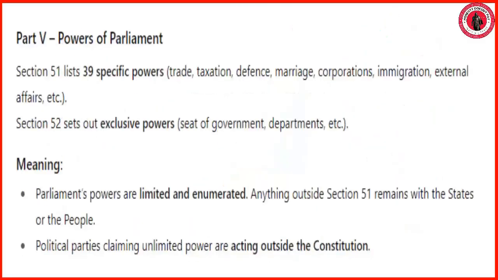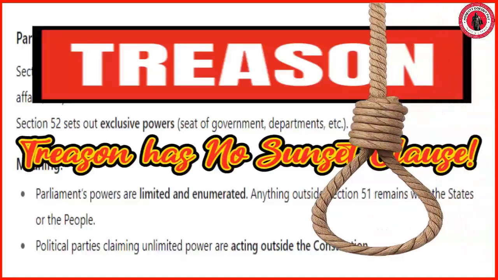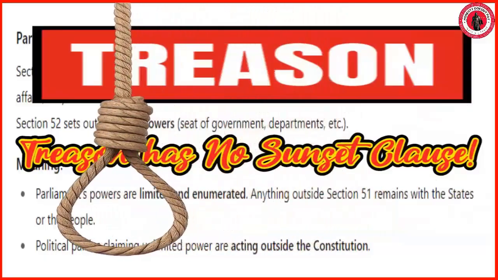Part 5, Powers of Parliament. Section 51 lists 39 specific powers: trade, taxation, defence, marriage, corporations, immigration, external affairs, etc. Section 52 sets out exclusive powers, seat of government, departments, etc. Meaning, Parliament's powers are limited and enumerated. Anything outside Section 51 remains with the states or the people. Political parties claiming unlimited power are acting outside the Constitution.